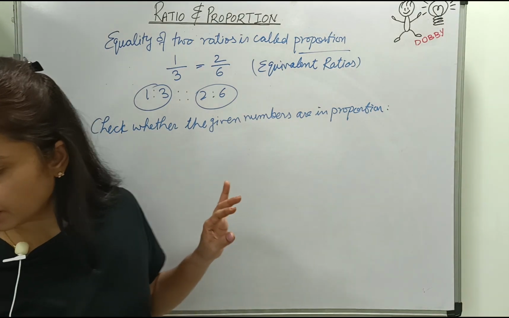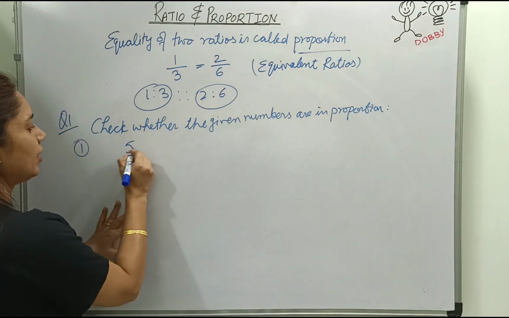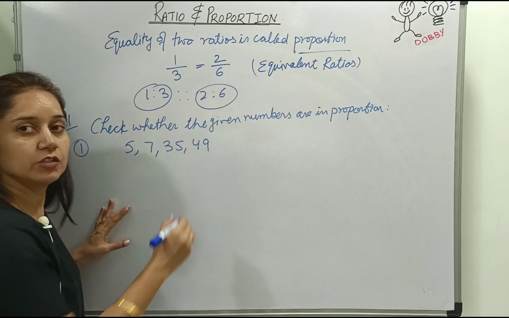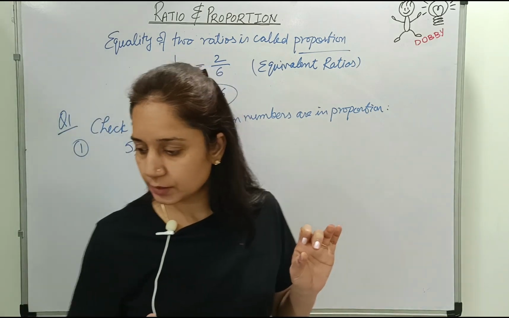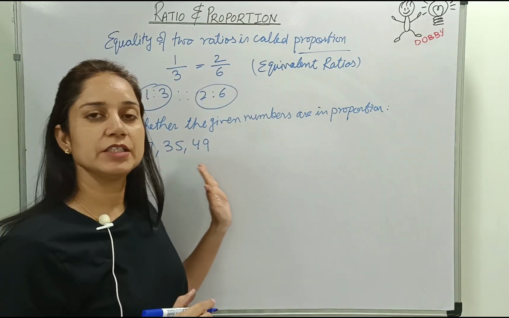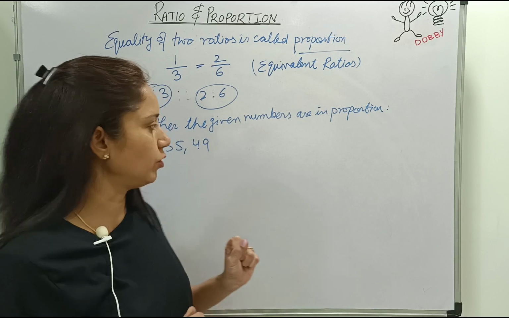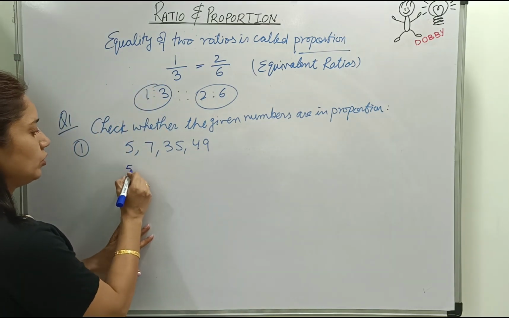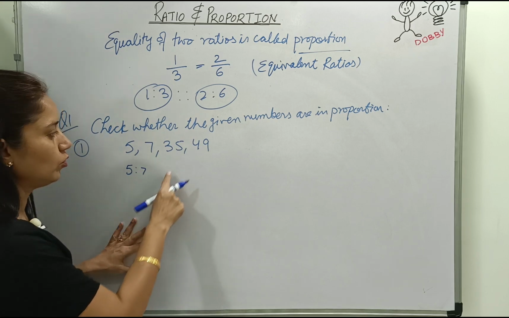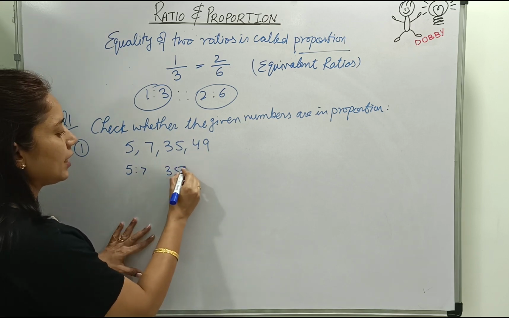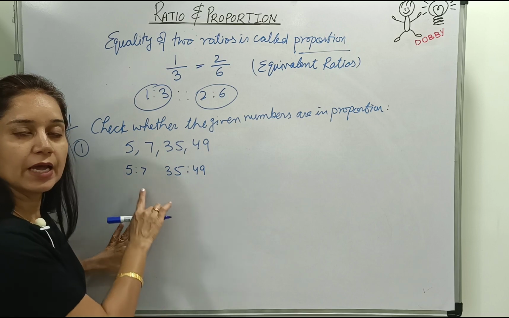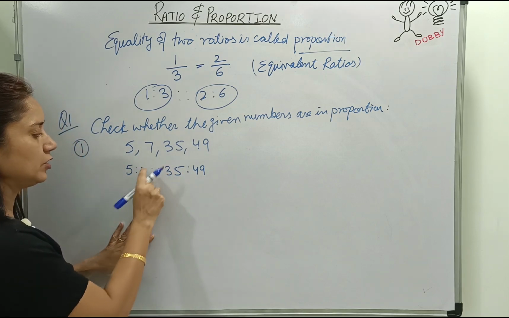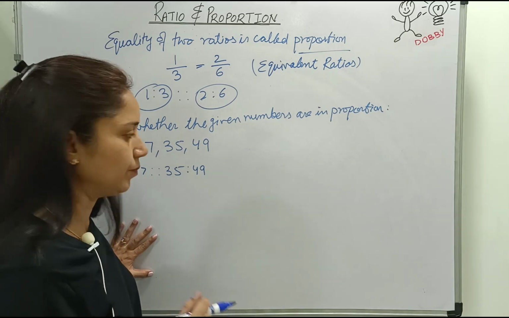Let the numbers be 5, 7, 35 and 49. These four are the numbers given to us. We have to check whether these four numbers are in proportion or not. So first of all, let us write them. First two numbers as first ratio, second two numbers as second ratio, and these two ratios will be written in the proportion form with this sign in between.